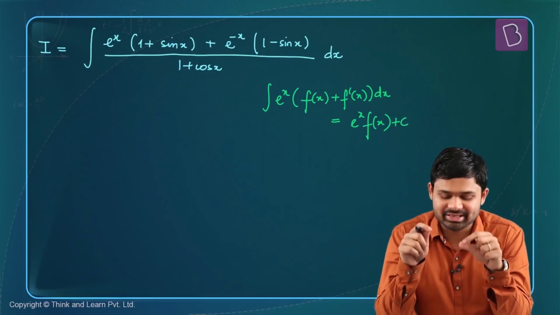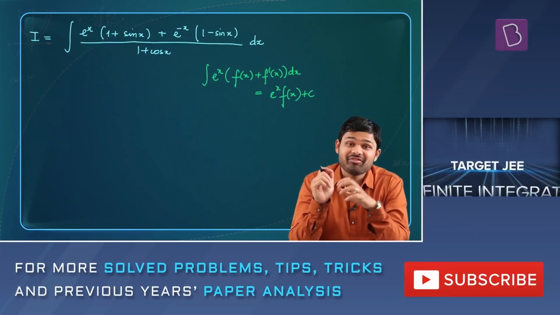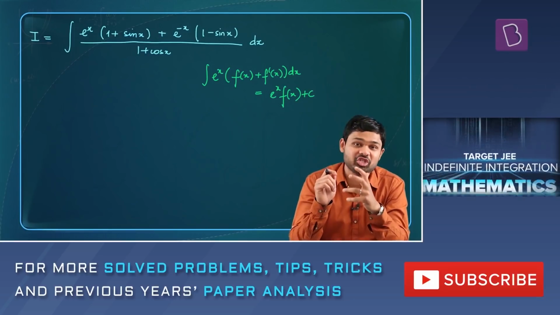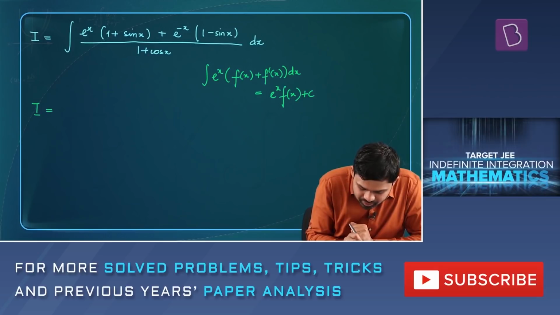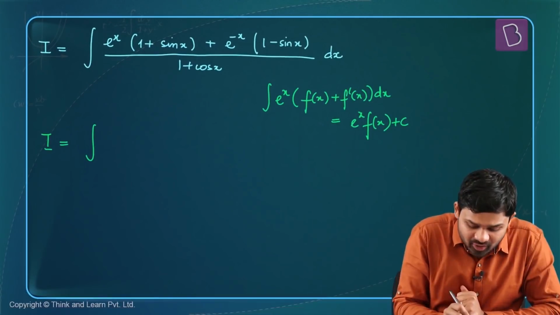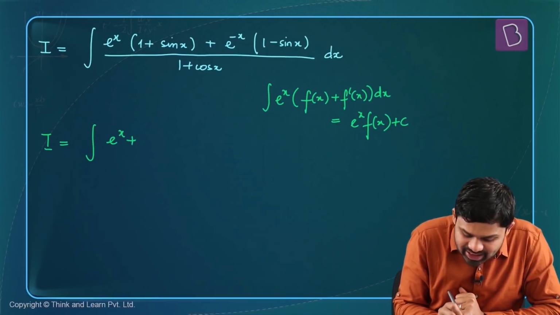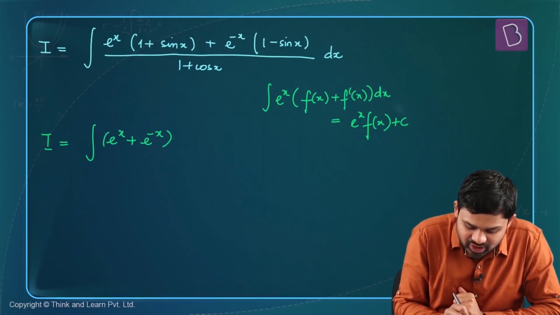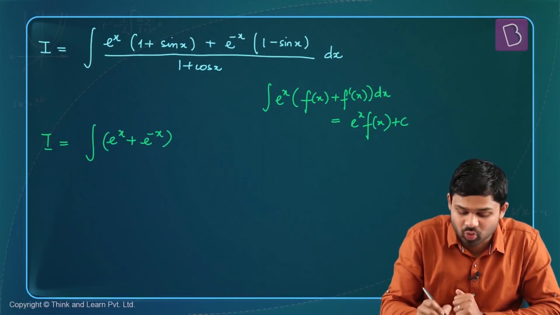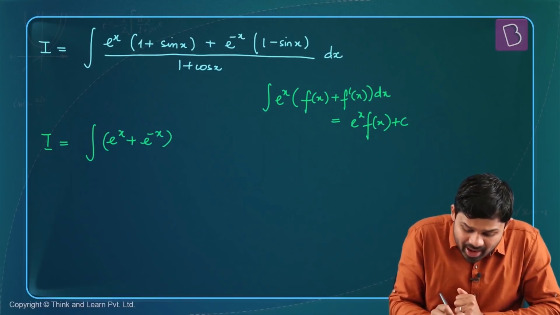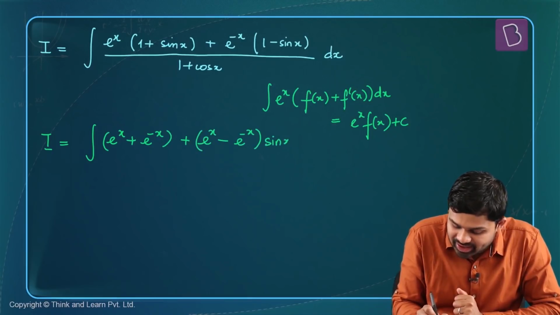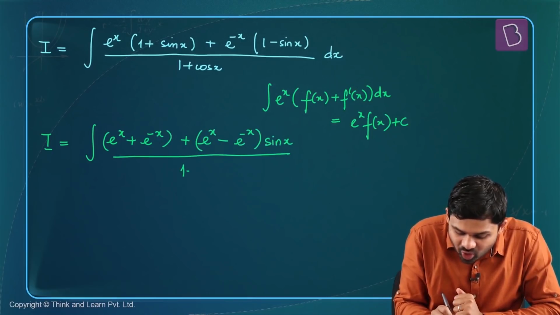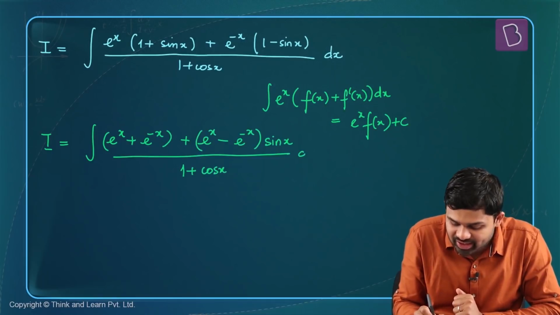We're going to use this result here, but in order to do that, we are going to rewrite our expression in a slightly different way. So I'm going to write I as the integral of, now I'll keep the e power x plus e power minus x together. That is what I get when I multiply e power x to 1 and e power minus x to 1, plus e power x minus e power minus x multiplying sin x, all divided by 1 plus cos x dx.